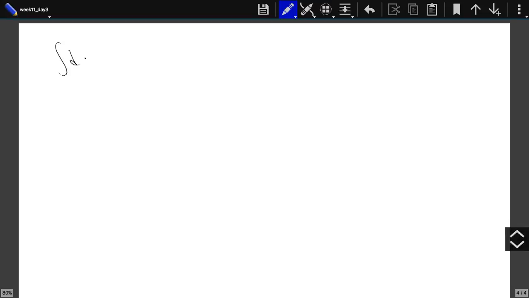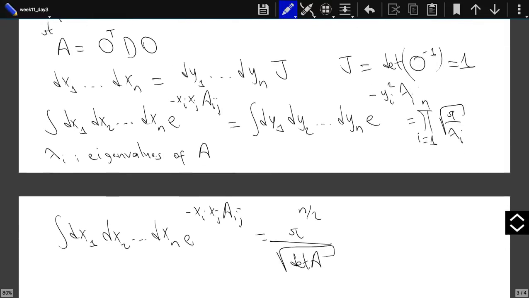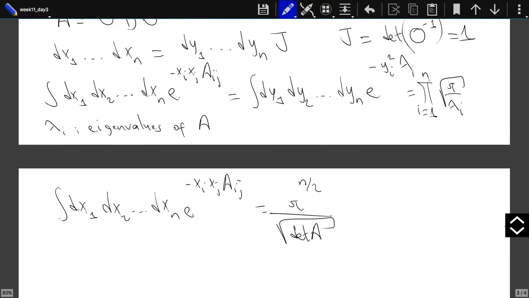So that's why if you have such an integral, it is equal to pi to the power n over 2 divided by the square root of the determinant of A. Now, any questions on this derivation? So it's just multi-dimensional integrations.